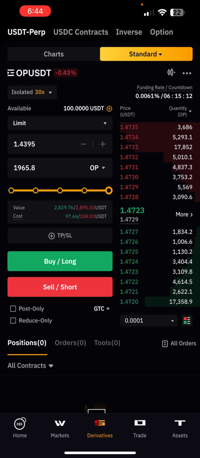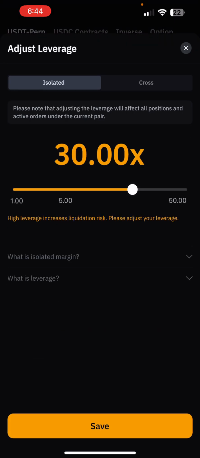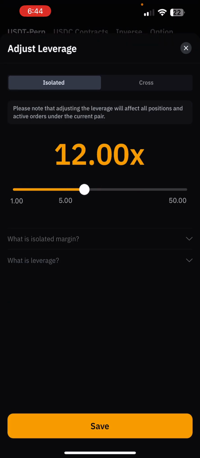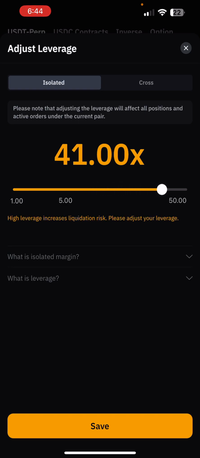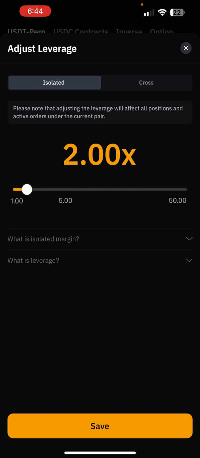There is one thing I would like to draw your attention to, which is known as leverage. So this is leverage, and if you have been following me from the previous video, I explained what leverage is.